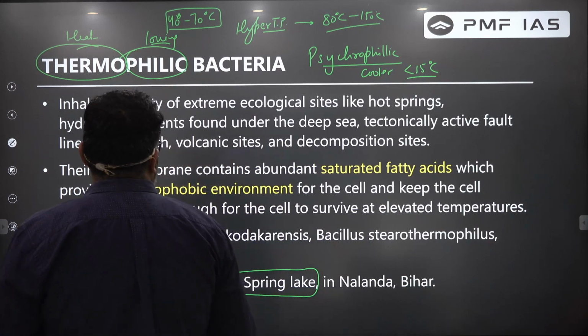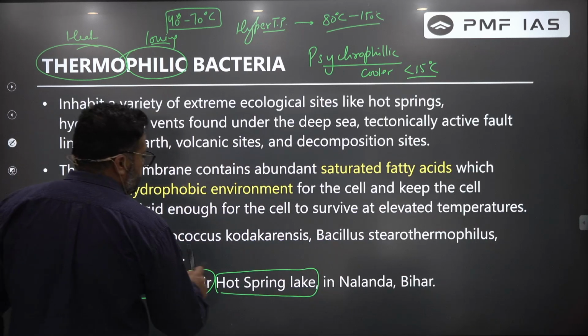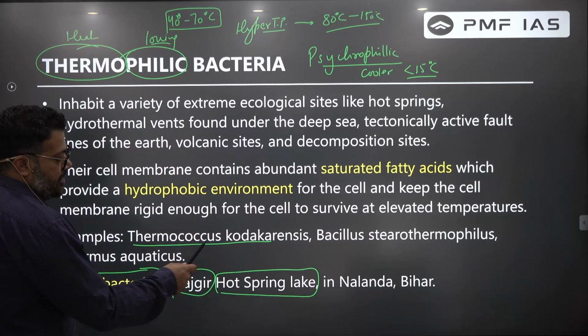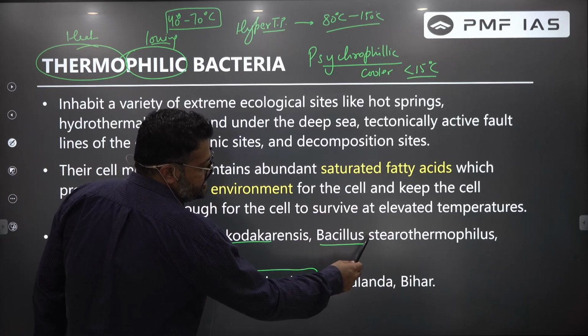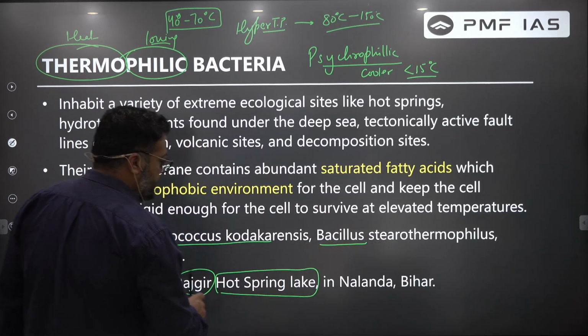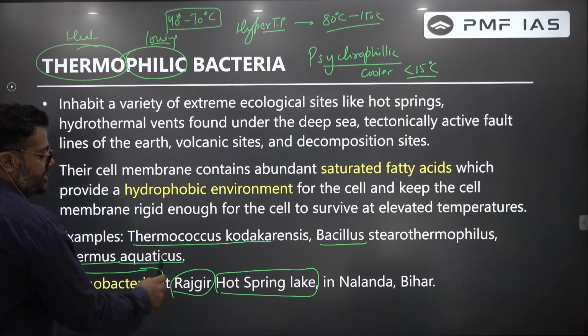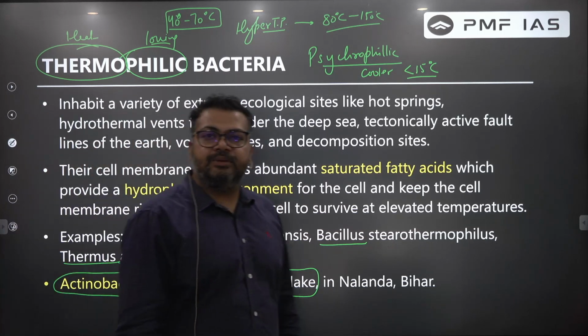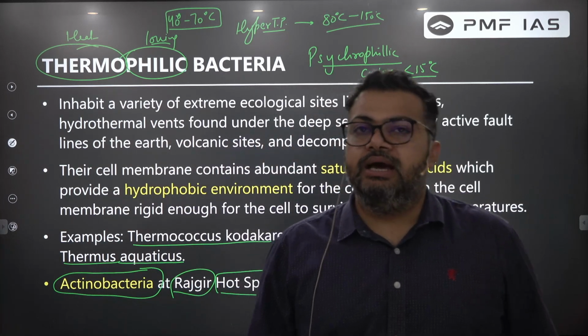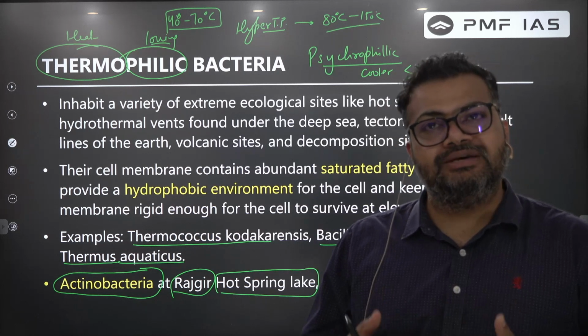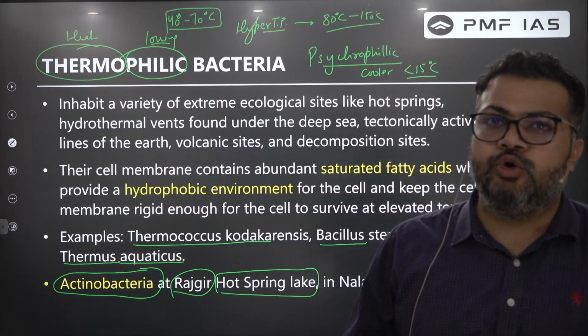There are some other examples of thermophilic bacteria like Thermococcus kodakarensis, Bacillus stearothermophilus, Thermus aquaticus. All these are examples of other thermophilic organisms. They are all bacteria and they basically have adapted to survive at higher temperature. I hope all of you understand.